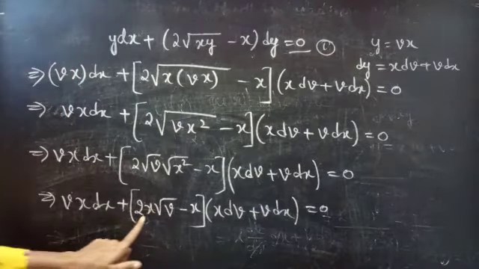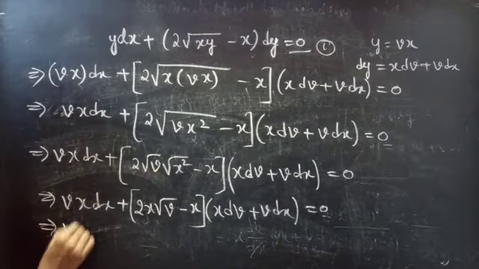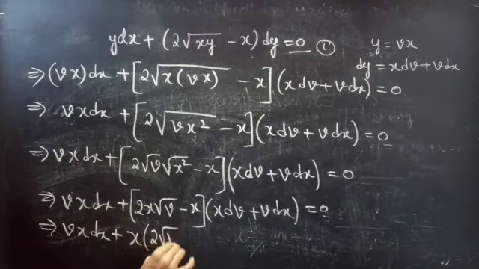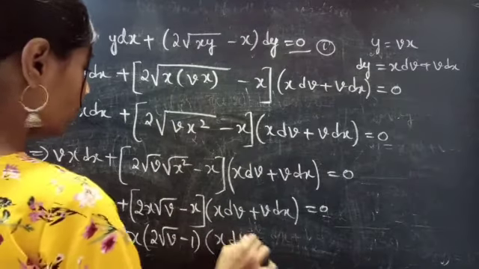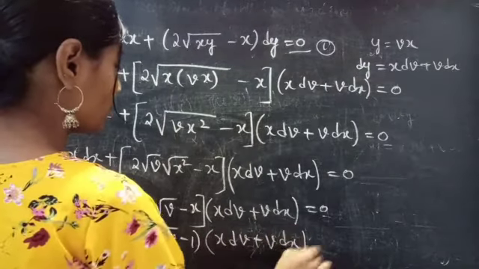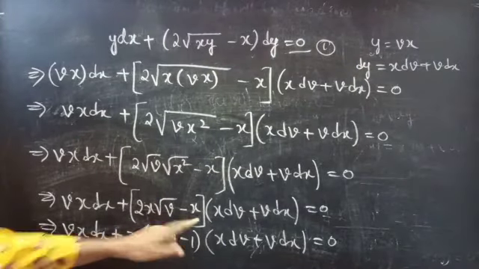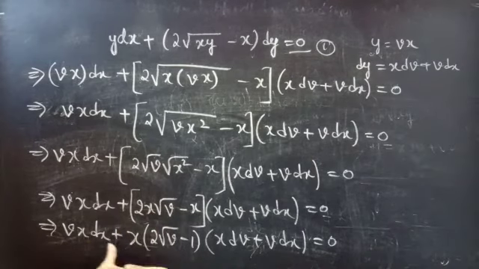Next, we'll take x common. Then this becomes vx dx plus x times 2 into square root of v minus 1 into x dv plus v dx equals to 0. We have done nothing; only we have taken x common from these two terms, and the remaining terms will be as they are. Fine.